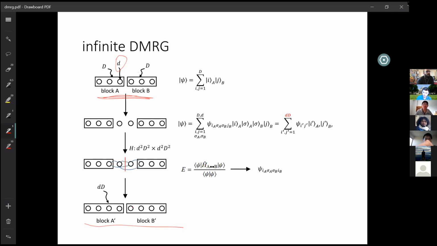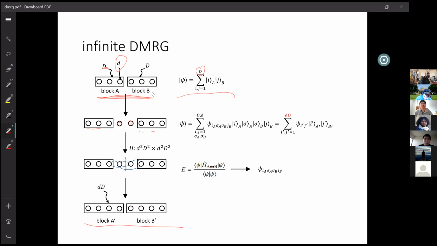When we start this algorithm, we divide the system into 2 blocks called block A and block B. You know that for a general wave function, the 2 blocks should be entangled, right? So the wave function is something like this. To write this wave function, we need a d-dimensional basis for each block. So i and j are summed over from 1 to d. And so we can write the wave function this way. Then we can start adding 2 sites in the middle, so we form this block-site-site-block structure.